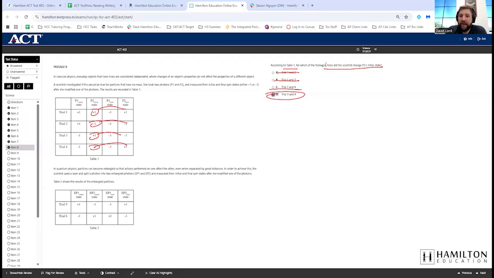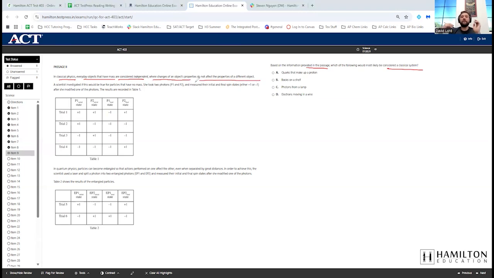Based on the information provided in the passage, which of the following would most likely be considered a classical system? So if you don't know what a classical system is, they talk about that here in the first sentence. In classical physics, every object having mass is considered independent, where changes of an object's properties do not affect the properties of a different object. So the idea is that if this table that I'm working at went from purple to green, it would not cause other things on the table to change. It would not make the keyboard change color, which is what most normal things that you think about follow.